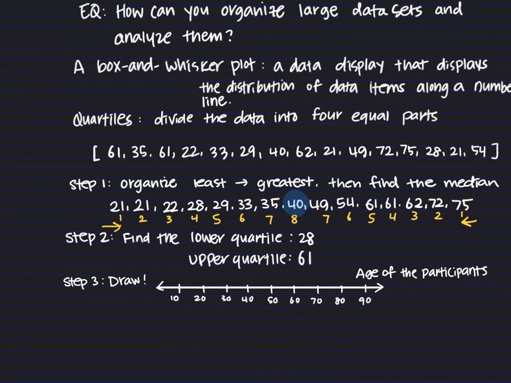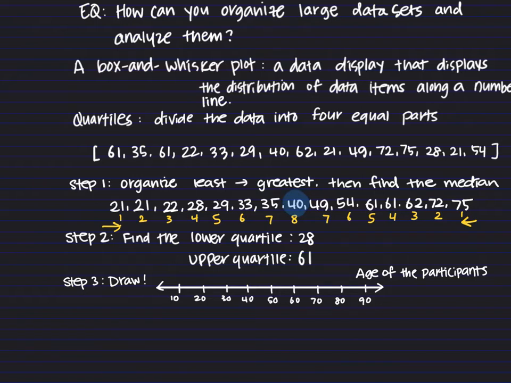Now it's time to draw and compose your box and whisker plot. If you notice, I have several different components. First, I have the number line, and I'm going to make sure that it's enough to cover all the data set and has some extra space on each side. And then I also have a title, age of the participants for the survey. It's too long, so I just put age of the participants.